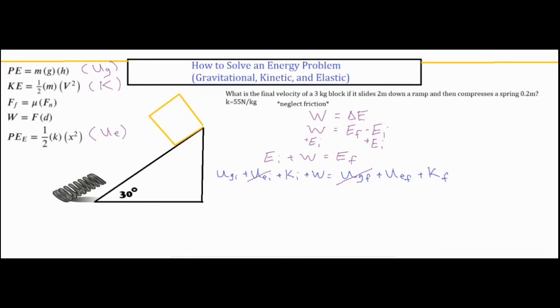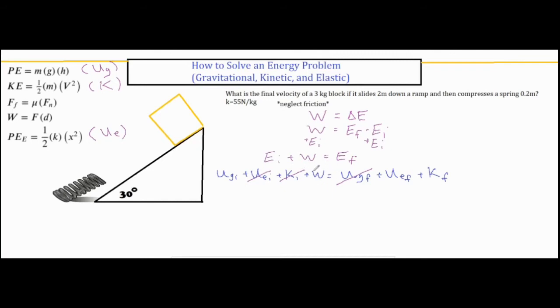And then for kinetic energy, is it moving or is it at rest? It seems like it's at rest at the very beginning, so I can go ahead and cross that out. And then we don't know if it's at rest at the end, but we know we're looking for a final velocity, so we probably want to keep that KF and see what happens to the velocity there.